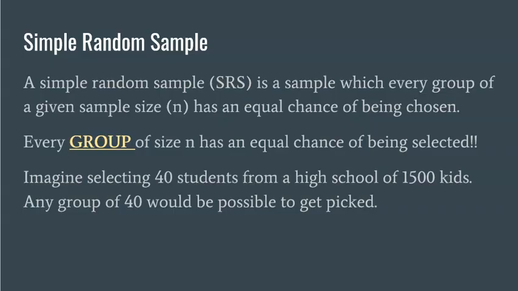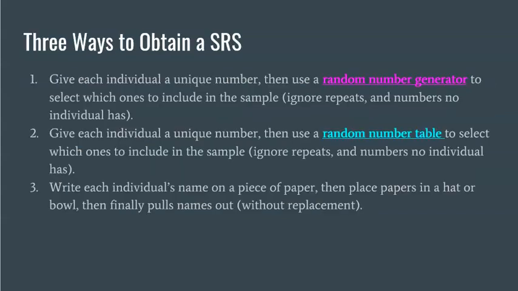Now, what are the different ways that you could go about collecting a simple random sample? Well, there's actually 3 that we accept in this class. Number 1 is give each individual a unique number. So every person in the population gets a unique number. Then we use a random number generator to select which ones to include in the sample. Now, a random number generator is usually a computer or a calculator. Actually, our calculators have a random number generator, and it literally just generates random numbers.